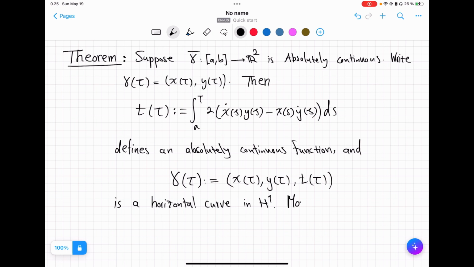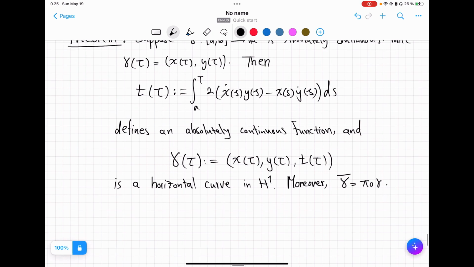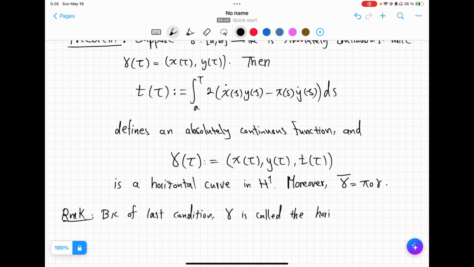The last part of this is that gamma bar that we started with is the orthogonal projection of this other gamma, which is the reason why, because of the last condition, gamma is called the horizontal lift of gamma bar. Okay.